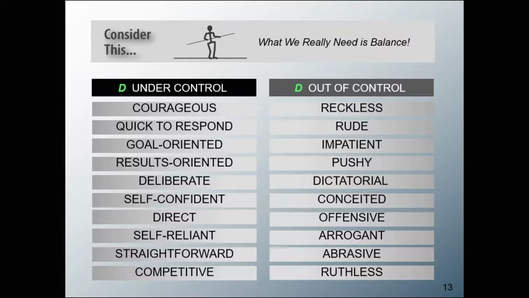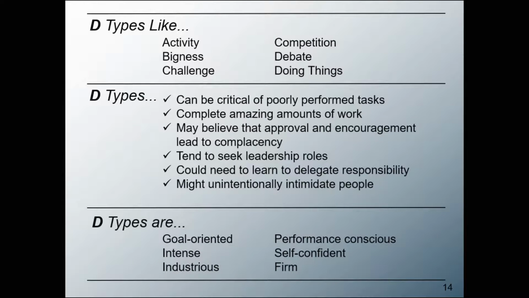The D-type personality, what they like: if you have to deal with a client that is D-type, or a colleague, for example, you want to give them a lot of responsibilities and challenges. That's what they like. They like to do things, so you give them things to do, things to think about. They like competition. Healthy competition is good. They can be critical.